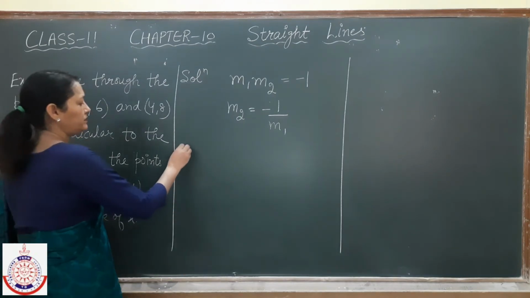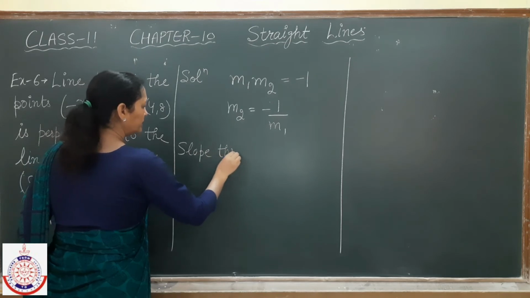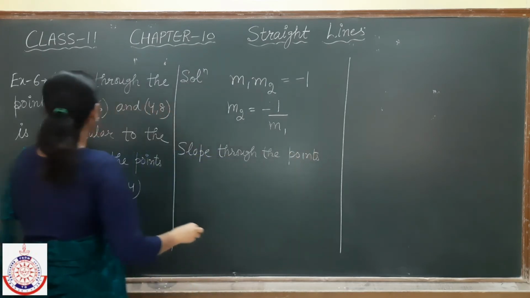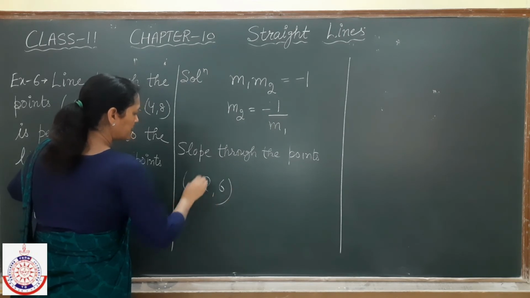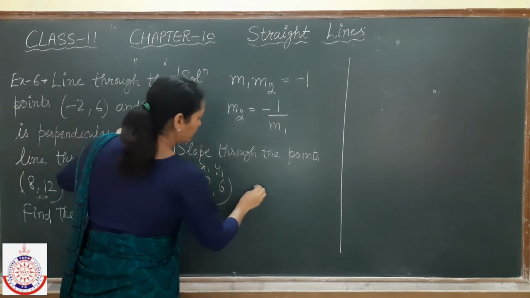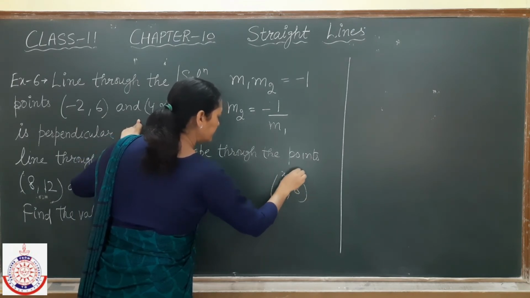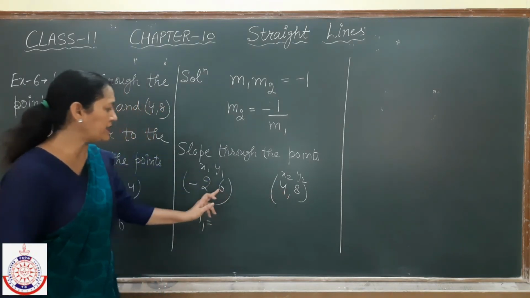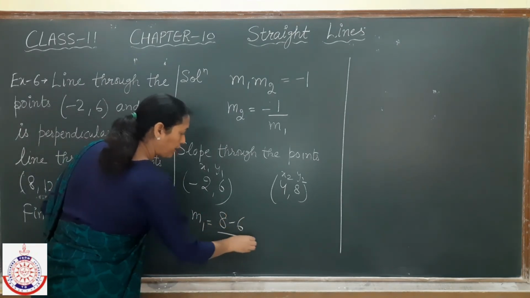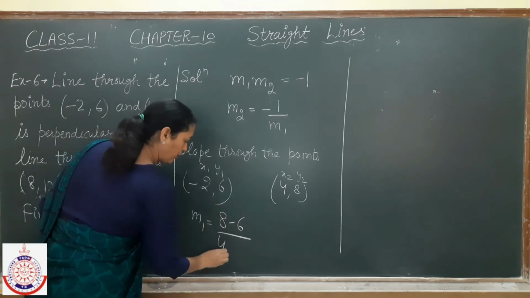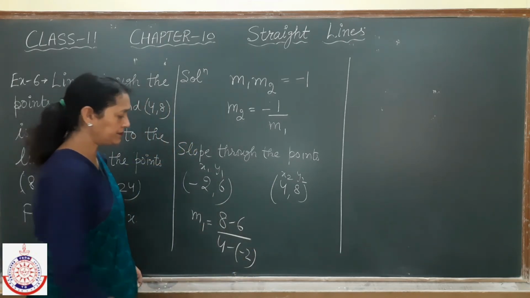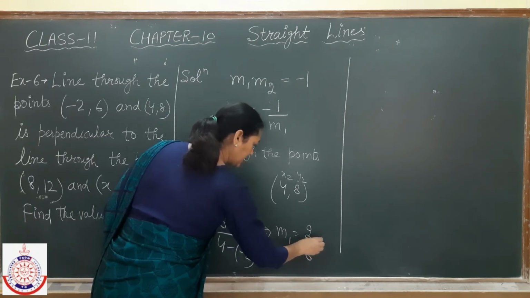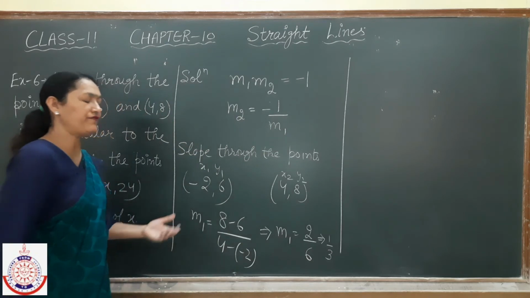Slope in the first case, slope through the points minus 2, 6 and 4, 8. So let the slope be m1. So what will be the value of m1? y2 minus y1, that is 8 minus 6 upon x2 minus x1, 4 minus minus 2. So what we have obtained? M1 comes out to be 2 upon 6, that means 1 upon 3. So the value of M1 we have obtained is 1 upon 3.